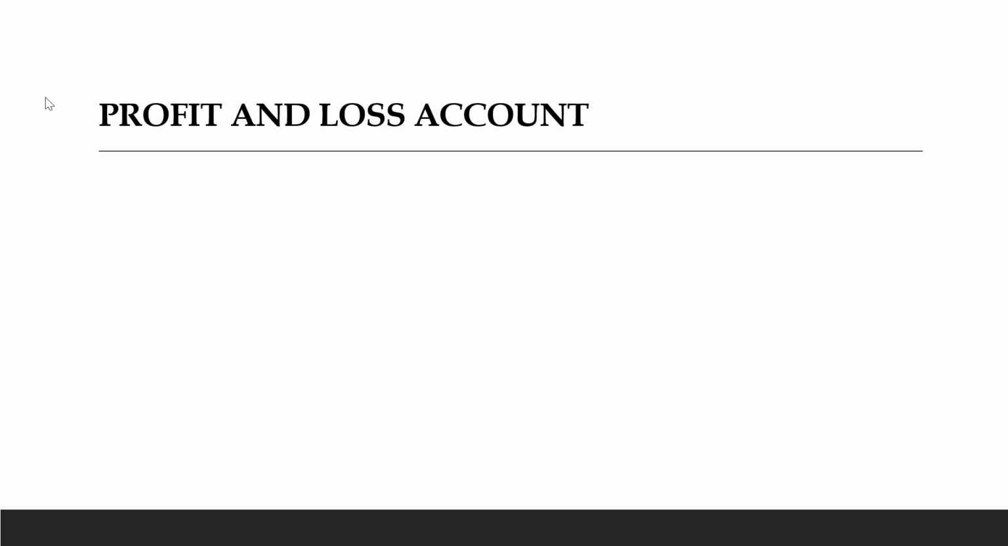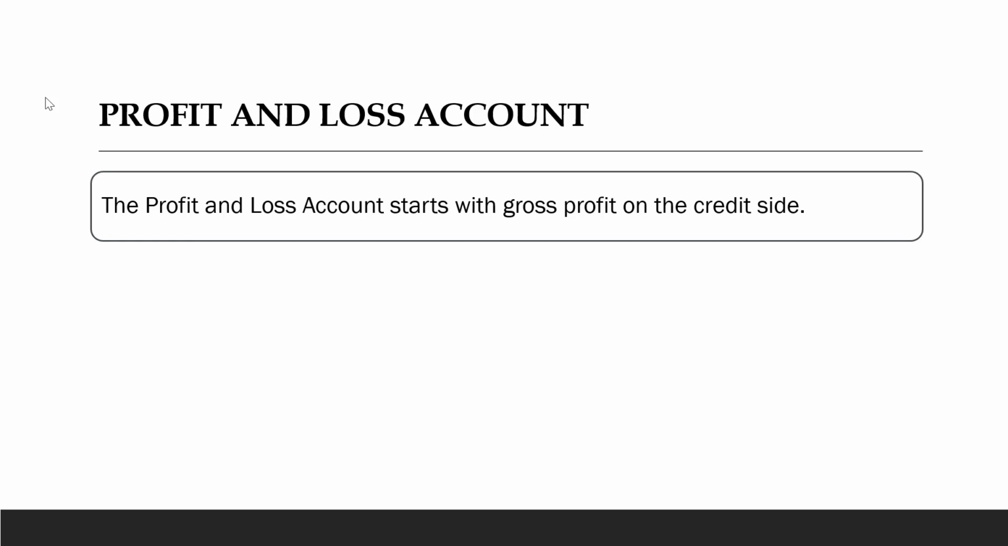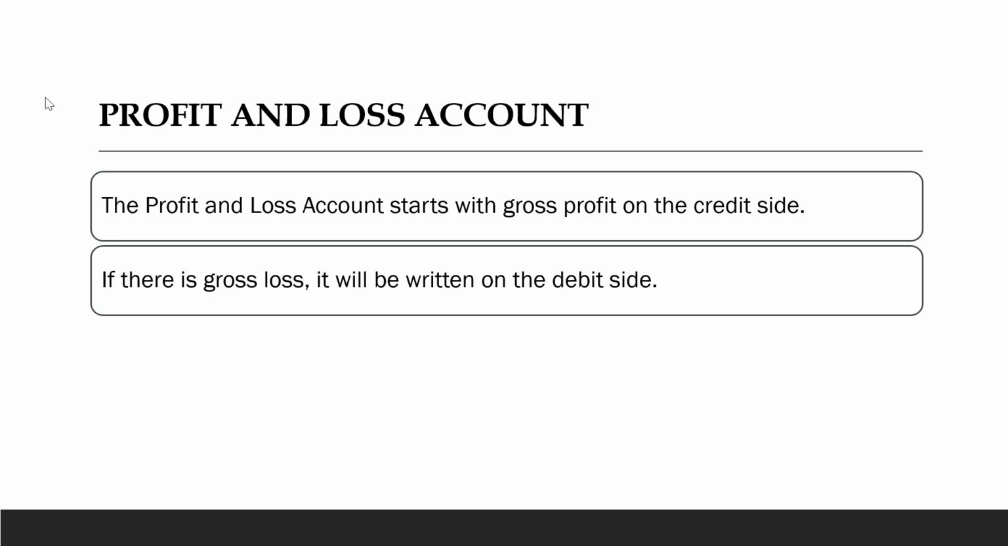Okay. So profit loss account. The profit loss account starts with gross profit on the credit side. If the company has made a profit, then it will appear on the credit side. But if the company has made a loss, it will come to the debit side. We'll do a question where it will happen. If there is a gross loss, it will be written on the debit side. If there is a profit for the company, it will go on the credit side. If there is a loss, it will be sitting on the debit side. We'll do a question so that you can follow it.